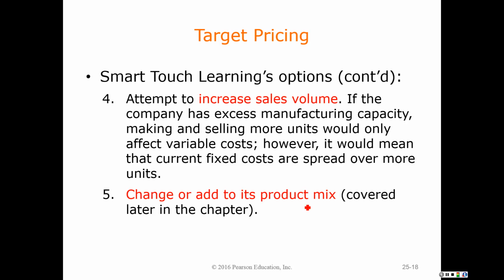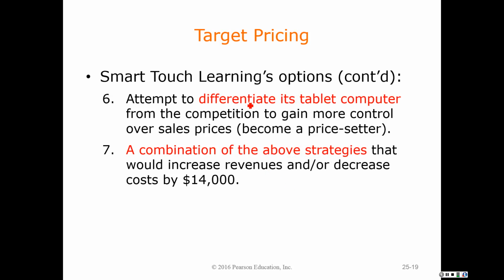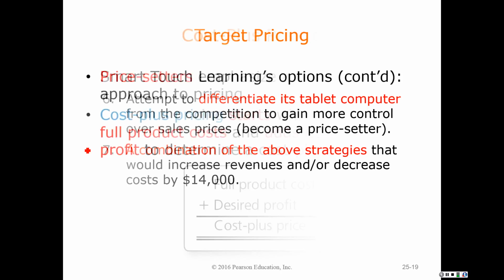Is there something that we could sell along with this product to make it more appealing to others in our organization? Could we differentiate it? So is there something that we could do to make our tablet a little more unique than the competition and actually begin to move toward a price setter in this market? Or, once again, any combination of the above strategies that would help us to increase revenues or decrease costs by $14,000. Okay, so just because we don't meet our required target doesn't mean we abandon our project. We go back and analyze our alternatives.